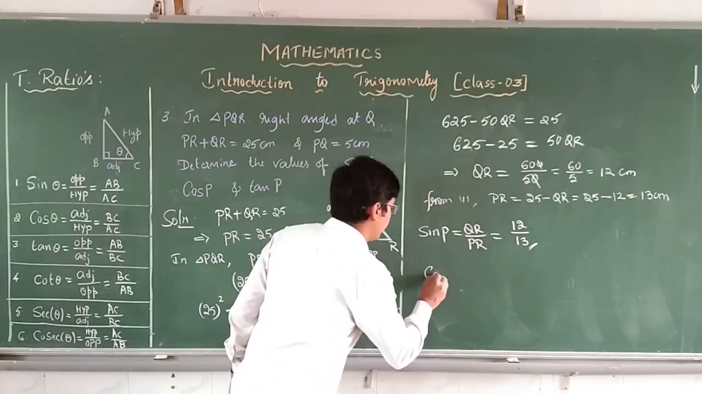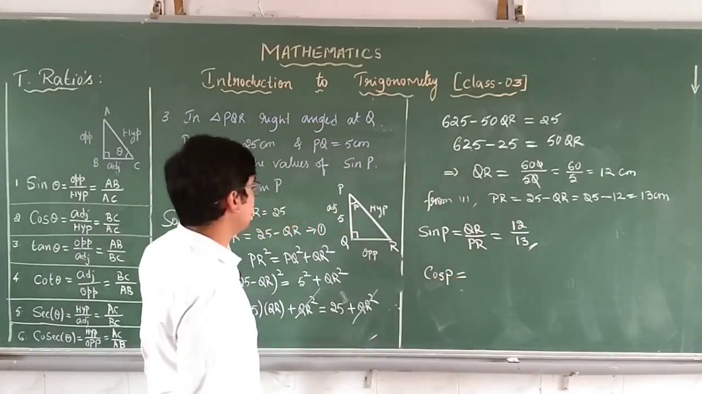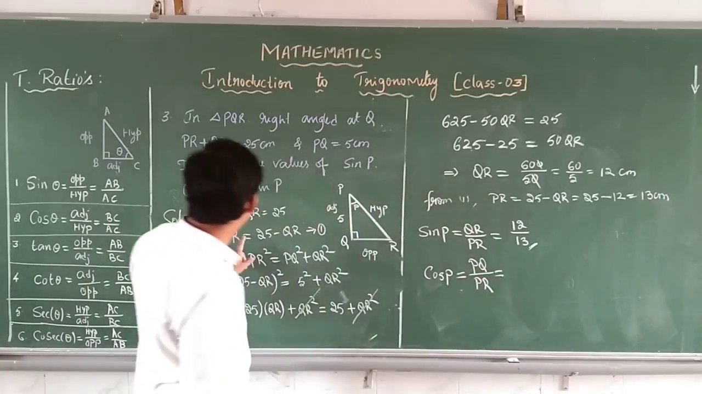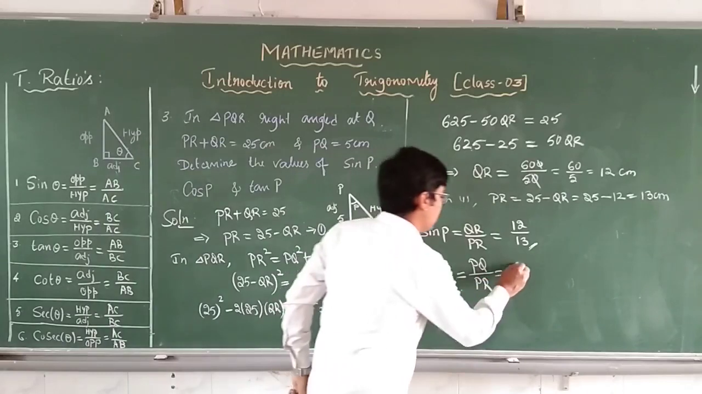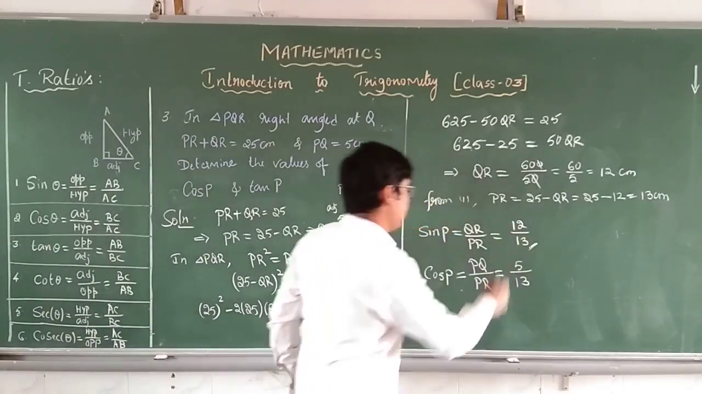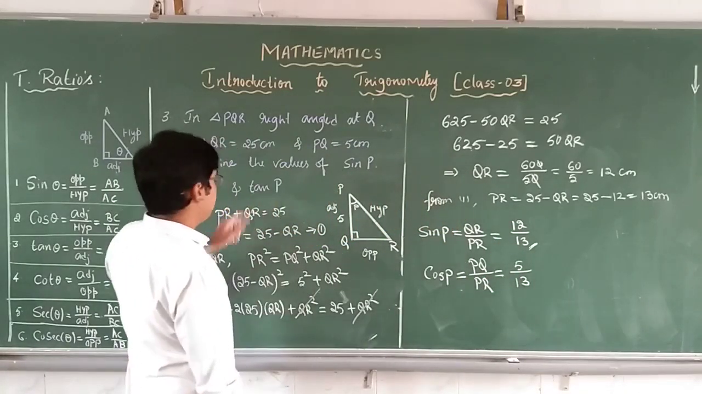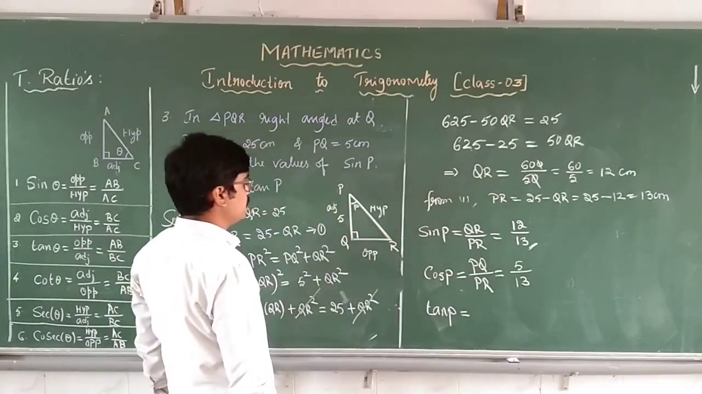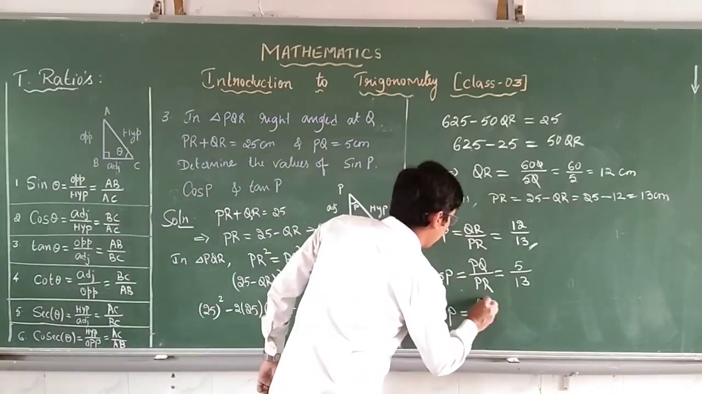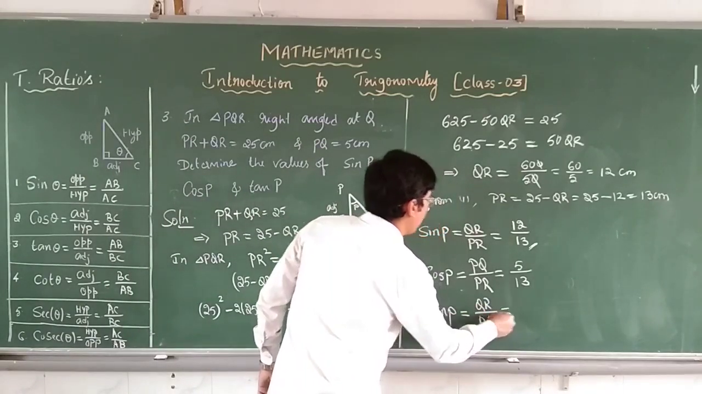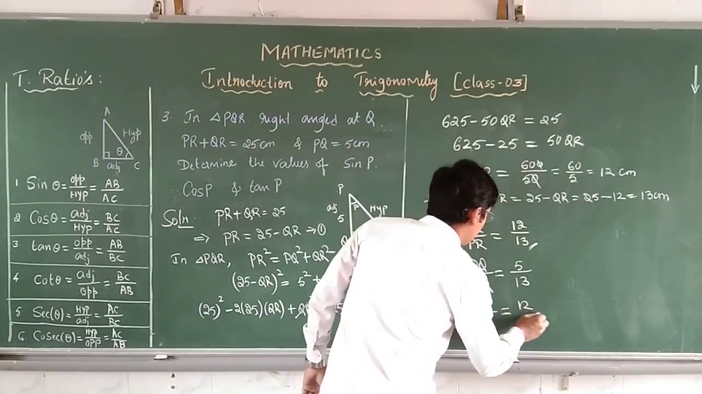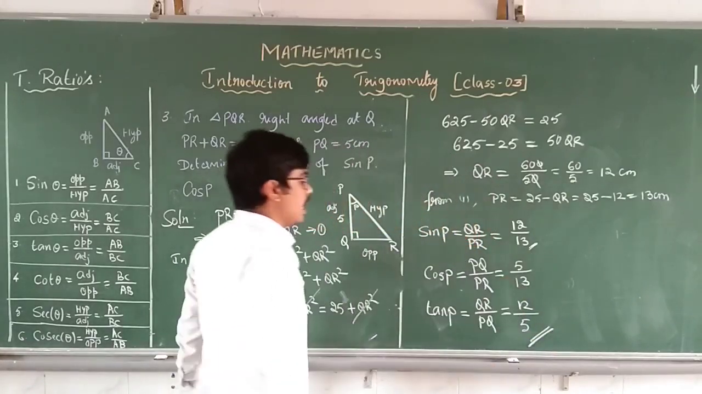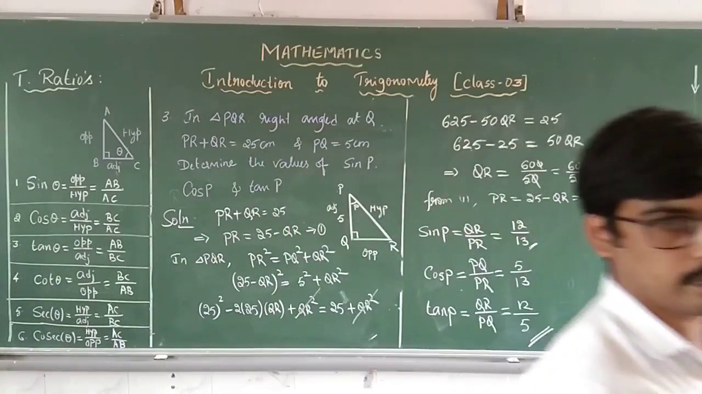What is the value of cos P? Cos P is adjacent, that is PQ by hypotenuse PR. PQ, they only gave the length of PQ as 5 centimeters and we got PR as 13. Now tan P is to be found out. What is tan P? Tan P is opposite by adjacent. Opposite side is QR and adjacent is PQ. So QR is 12 and PQ is 5. So these are the required ratios.